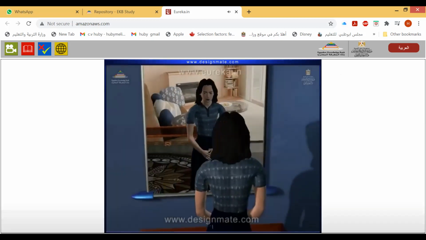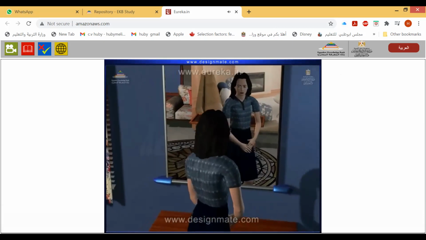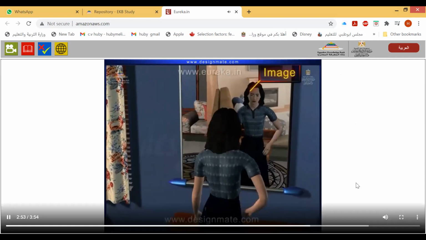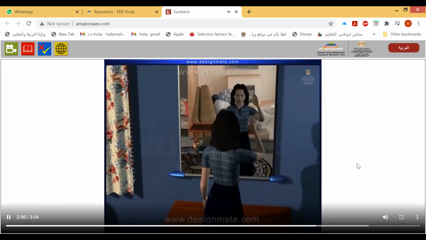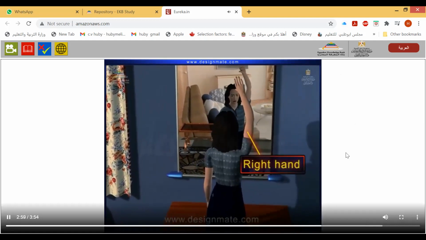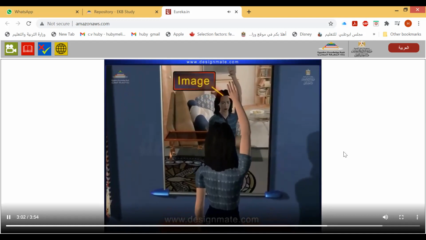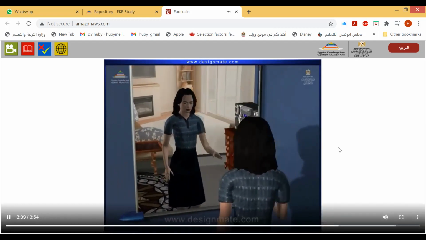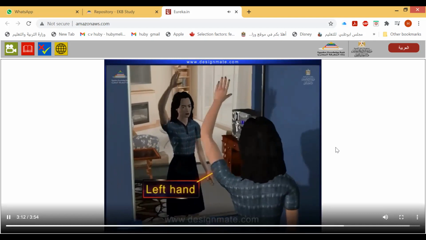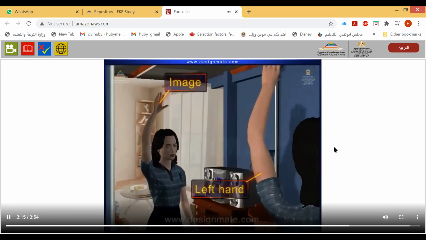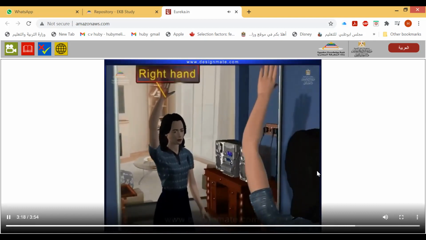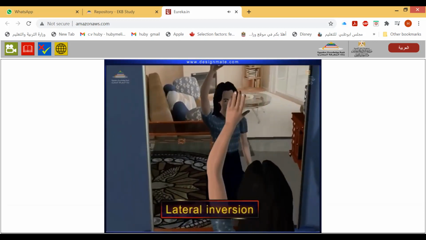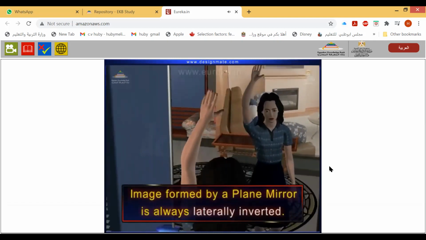Let us now see an interesting fact related to the image formed in a plane mirror. Stand in front of the mirror. You can see your image formed in it. Now lift your right hand. Which hand seems to be raised in the image? It seems as if the left hand is raised. Again, lift your left hand and observe your image formed in the mirror. This time it seems as if the right hand is raised. This is called lateral inversion. Hence, the image formed by a plane mirror is always laterally inverted.